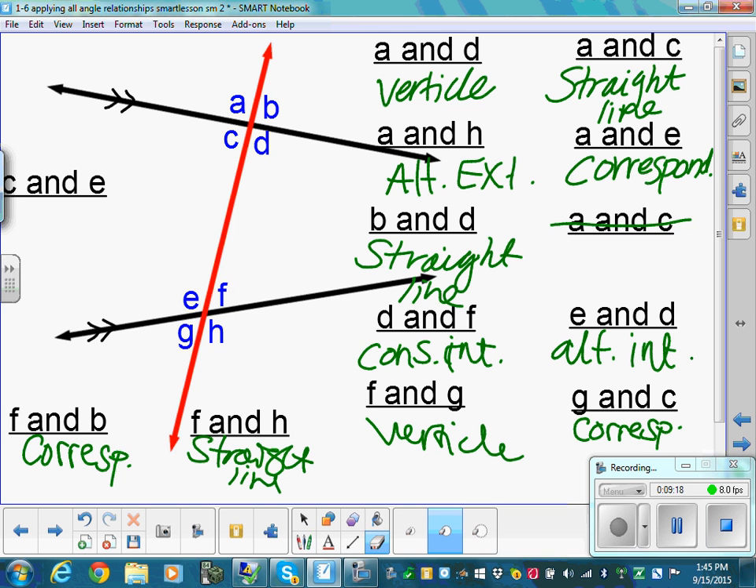So then last one to practice. C and E. Consecutive interior. Who said that? Good. Look, guys. They're consecutive, one right after another, and look, they're inside the parallel lines. Does everybody see it? Good.